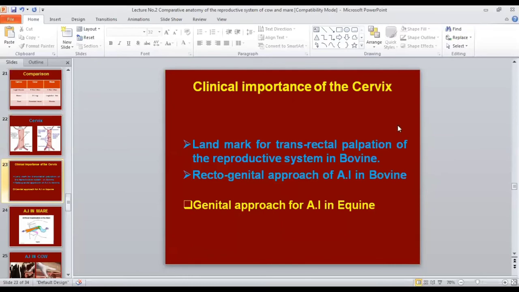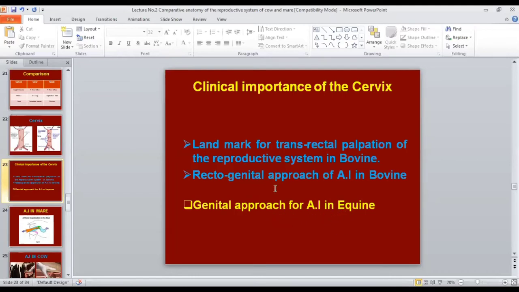As for the clinical importance of the cervix that I have already described, it is a landmark for the transrectal palpation of the reproductive system in bovine. The other importance is in the method of artificial insemination in field conditions, where the most accepted is the rectogenital approach of artificial insemination in bovine. But in case of equine, it is the genital approach, that is entirely from the vagina.